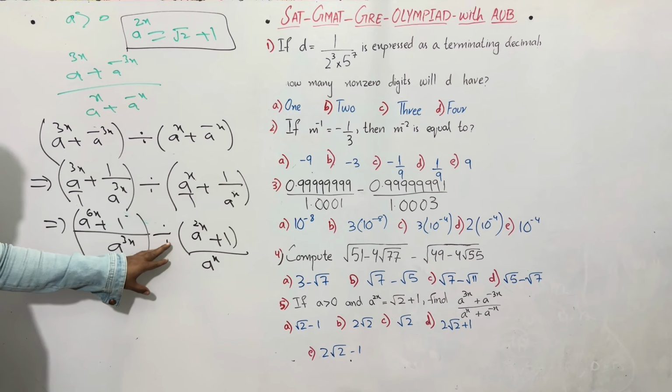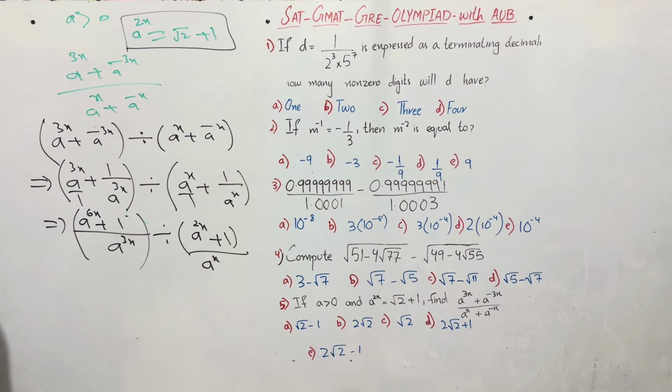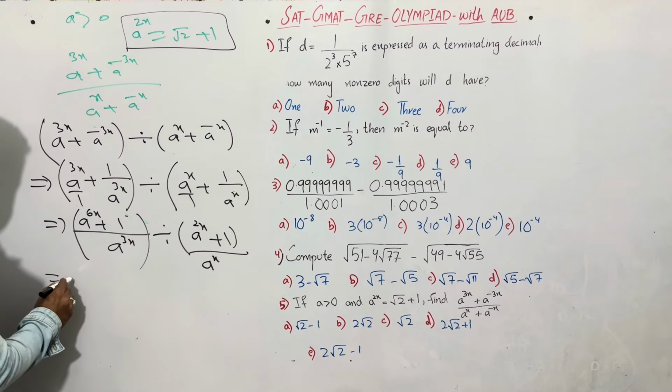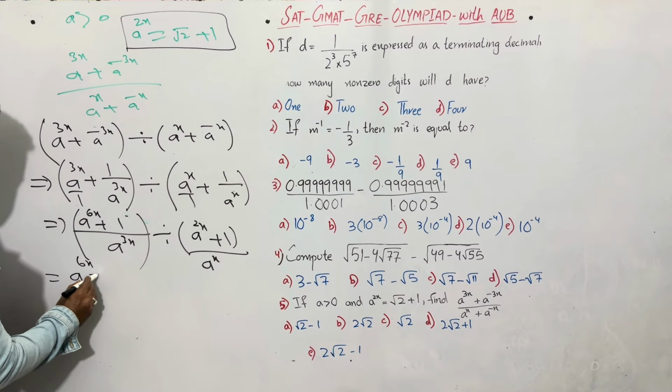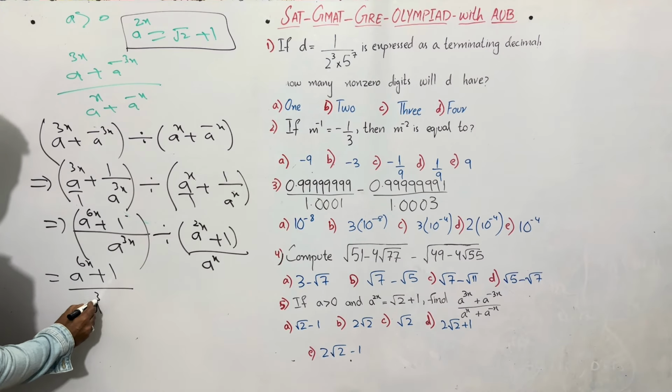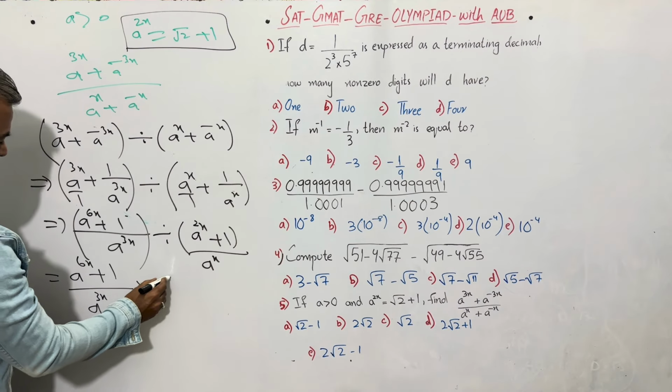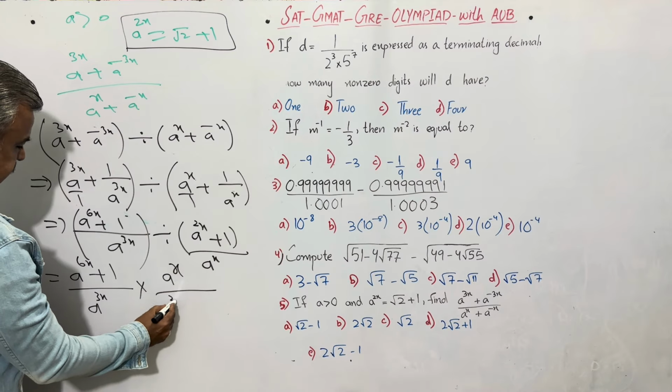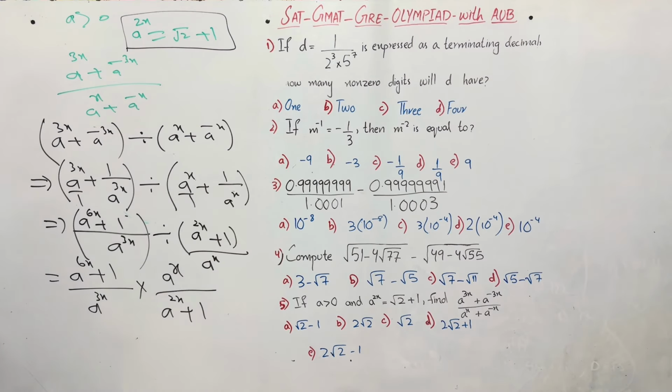Turning this division into multiplication by taking the reciprocal of the quantity following the division sign, we have a raised 6x plus 1 divided by a raised 3x, times a raised x divided by a raised 2x plus 1. Here a raised x and a raised 3x: if I cancel them out, the greater power remains in the denominator, 3x minus x, so a raised 2x.